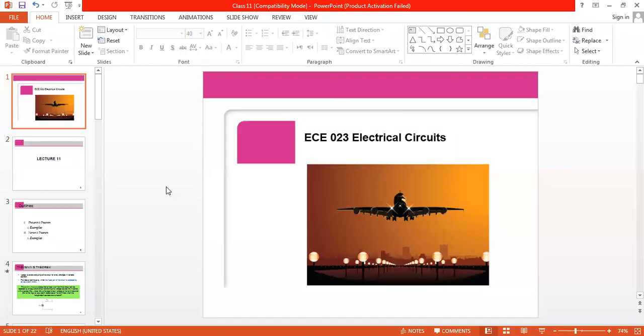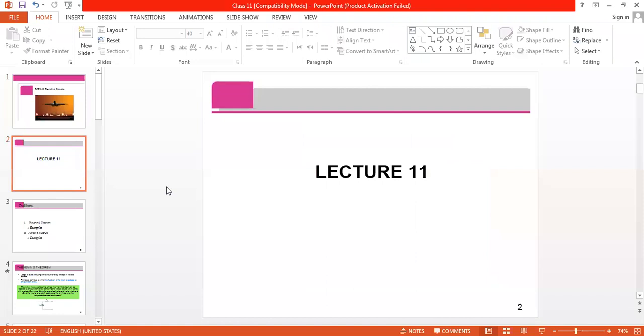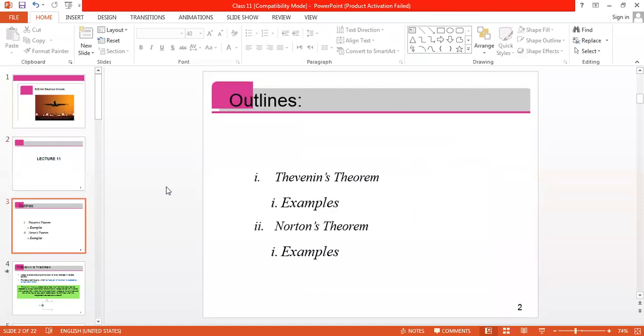Welcome to class 11 of electrical circuits. In this class, we will discuss the Thevenin theorem and Norton theorem. Both of these theorems are very important to analyze an electrical circuit. But here, we don't want to analyze the current or voltage passing through each element.